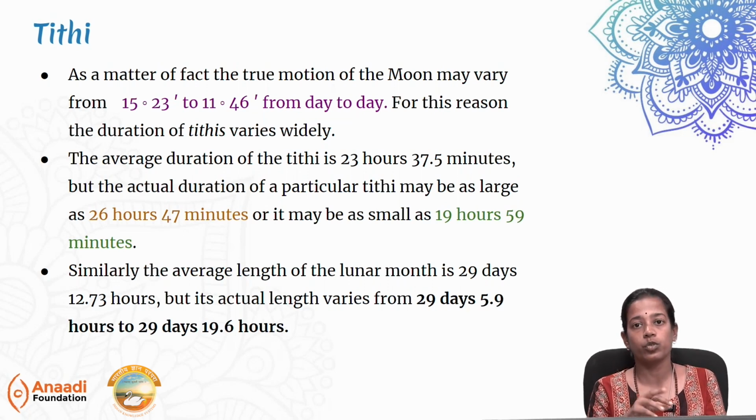This also will hugely vary, because some day a Tithi can be as small as 20 hours. Why? The Moon would have traversed faster. But some day it can be as large as 26 hours 47 minutes as well. That is the highest it can traverse, which is roughly about 27 hours.